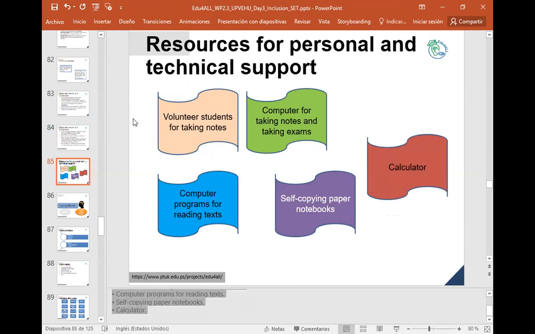Some resources for personal and technical support are: volunteer students for taking notes, computer for taking notes and taking exams, computer programs for reading texts, self-copying paper notebooks, calculator.